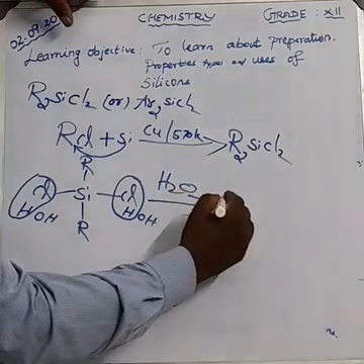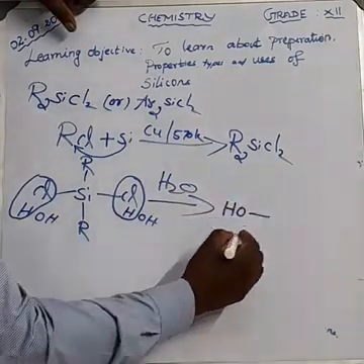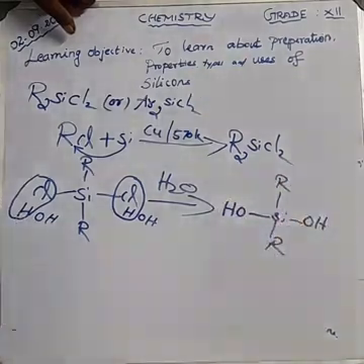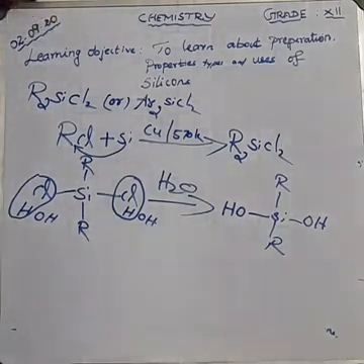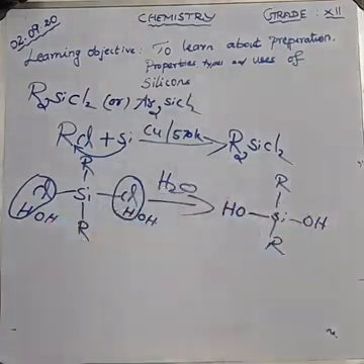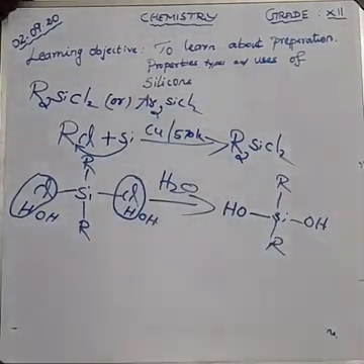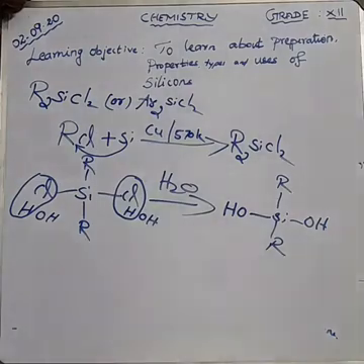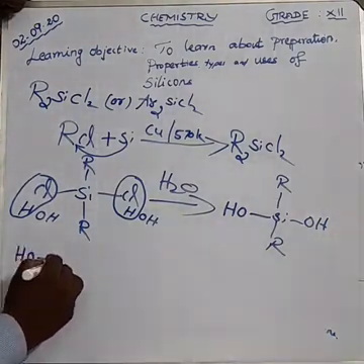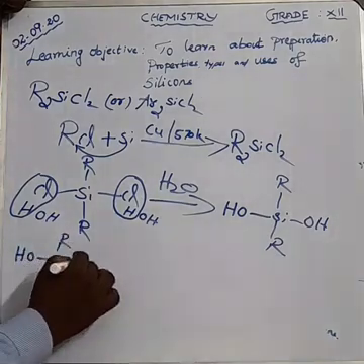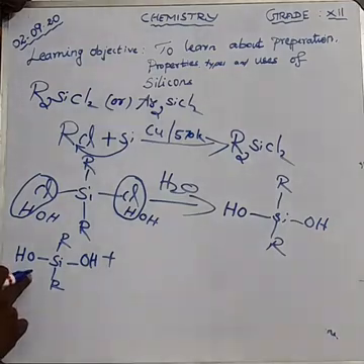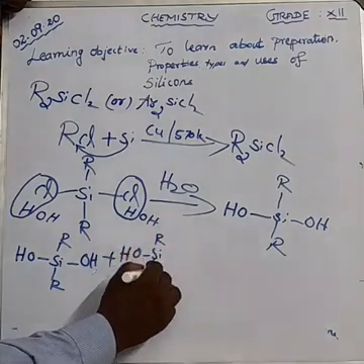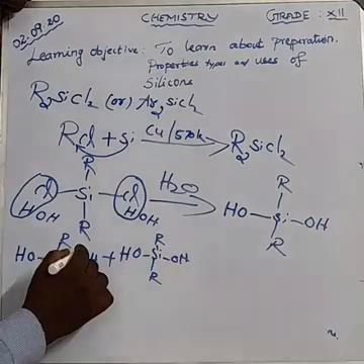So what's the product? HO-SiRR-OH. This is the first one, a straight chain polymer with active OH groups. In the second step, we take two moles of this compound, HOSiRROH plus one more of the same compound, HOSiRROH.